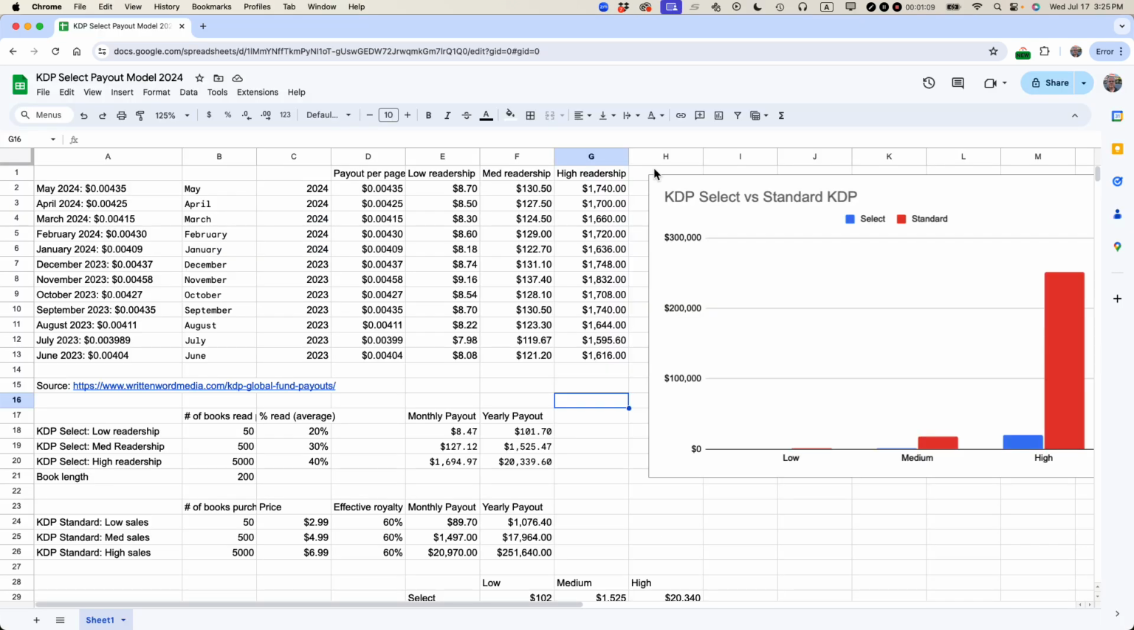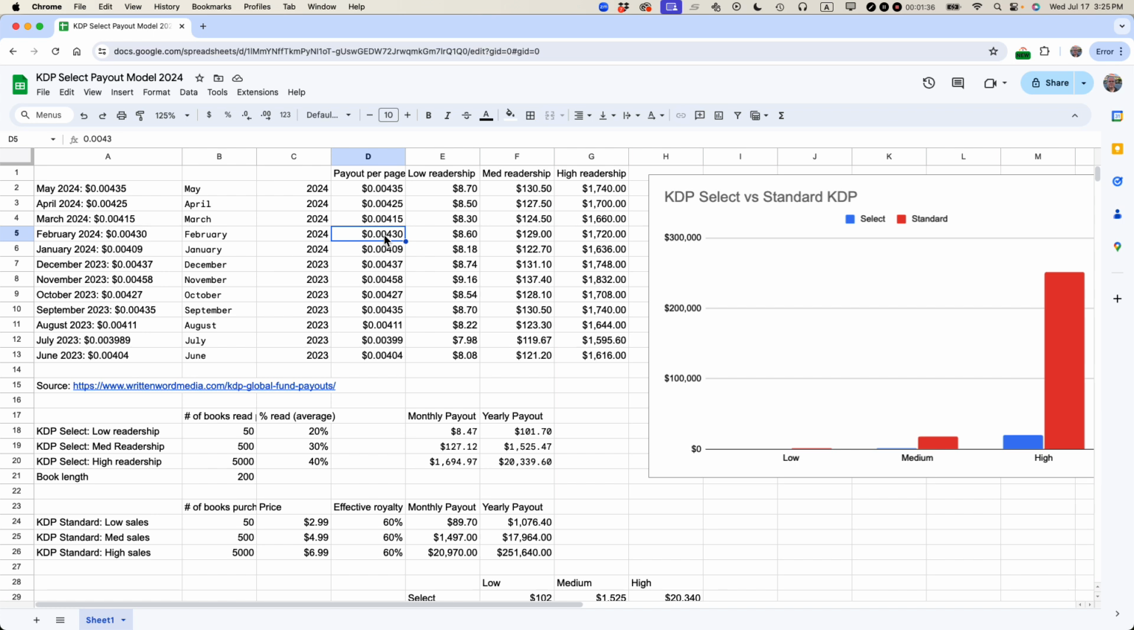This is a chart that I created today. I should have done this a long time ago, but I knew that the KDP Select payouts were really bad. A couple of sources have calculated the payout per page. It's basically half of a cent per page read in KDP Select. So this is for readers who are subscribing to Kindle Unlimited.